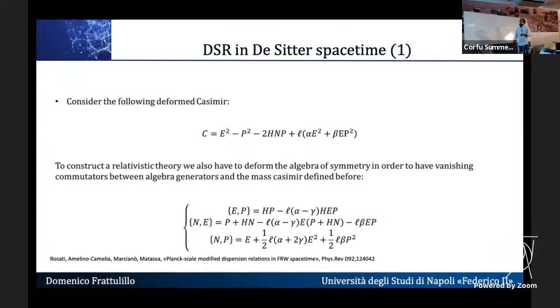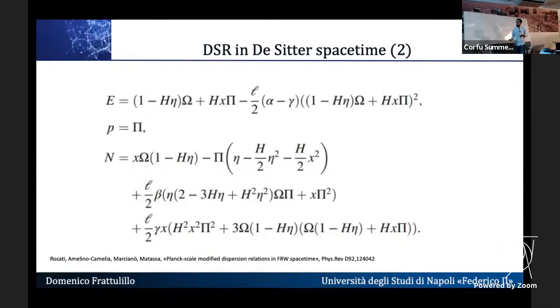Now we are interested in the DSR spacetime, and so we deform the Casimir of the de Sitter algebra, again introducing terms that are cubic in the energy and proportional to the Planck length. Now, to construct a relativistic theory, again we have to deform the algebra of symmetry in order to have vanishing commutators between the algebra generators and the mass Casimir defined before. This is an example of an algebra that is compatible with this Casimir in the previous sense. And this is a possible representation of the algebra that we have shown in the previous slide.